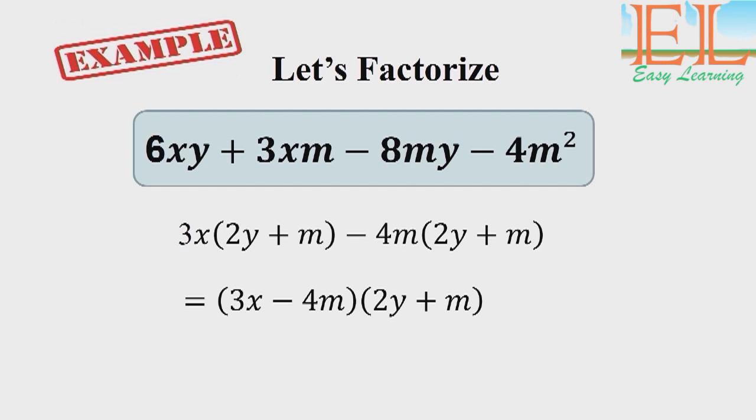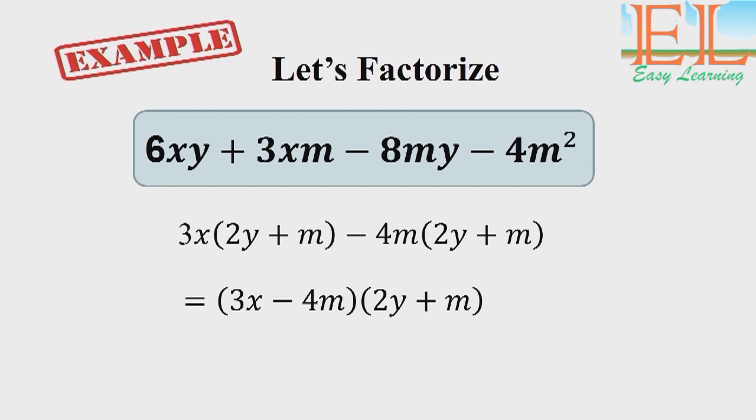The next thing you do is to group the terms in pairs. And of course here we have 6xy plus 3xm. And we can see there are common terms and common factors here. With 8my and 4m squared, they also have common factors. Now we can factorize them in pairs.